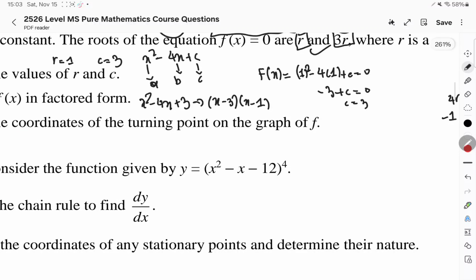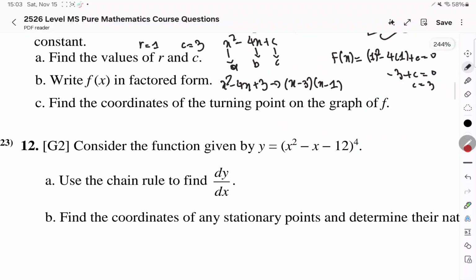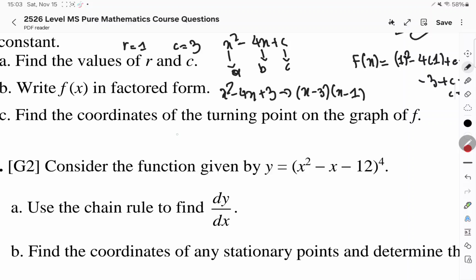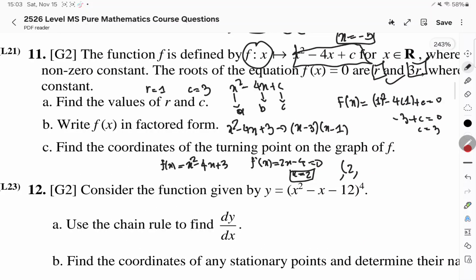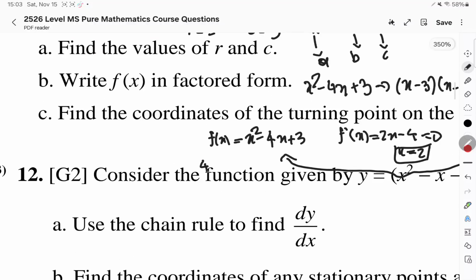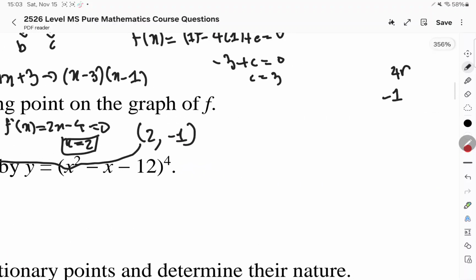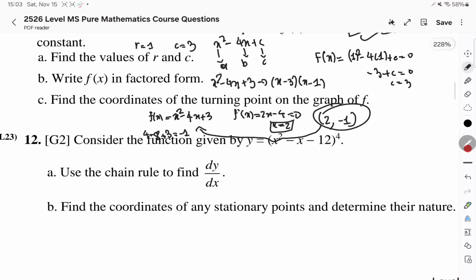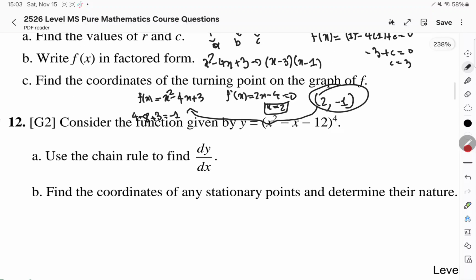Okay, now they want us to find the coordinates of the turning point. We just have to derive here, x squared minus 4x plus 3. The derivative is 2x minus 4, and we must set it equal to 0. Then x is equal to 2 as the x coordinate of the turning point. To find the y coordinate, we just plug in 2 back in here. We get 4 minus 8 plus 3, we get minus 1. So the coordinates of the turning point are 2, minus 1. They didn't state that they want us to find the nature, so that doesn't matter.